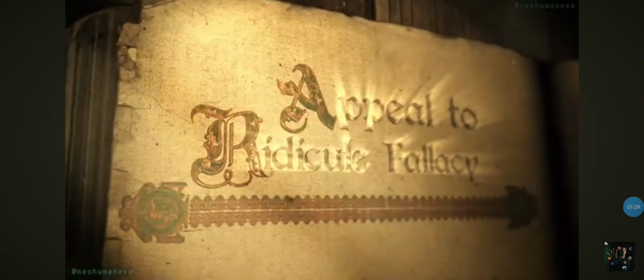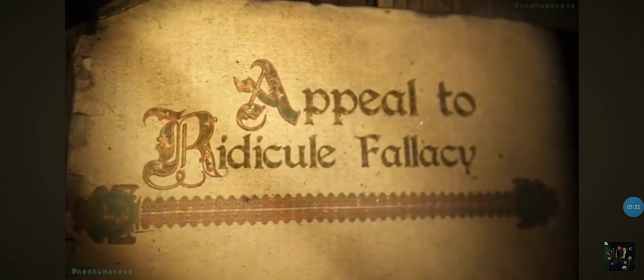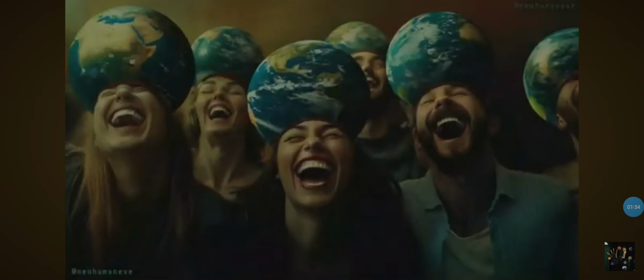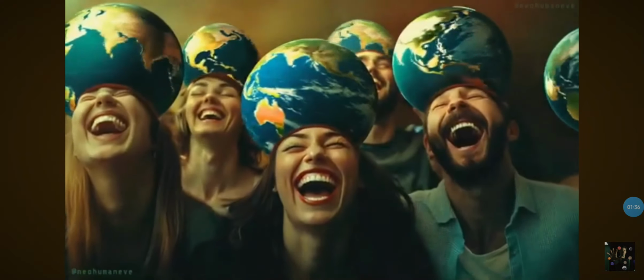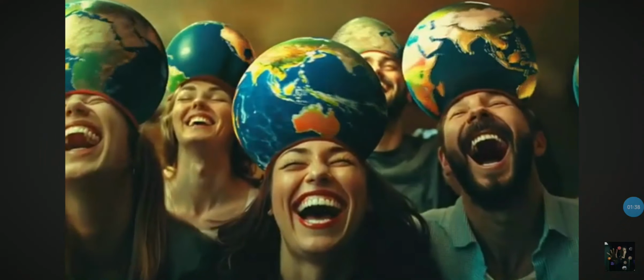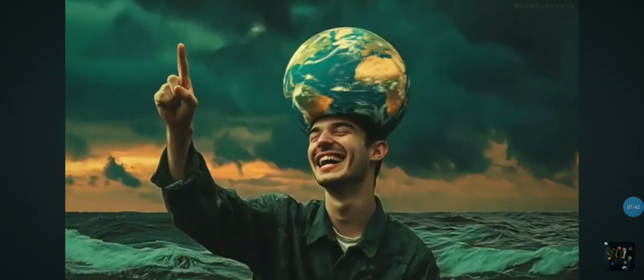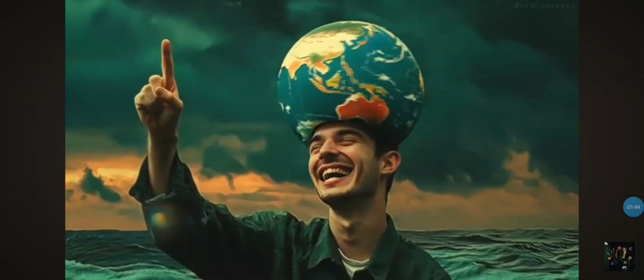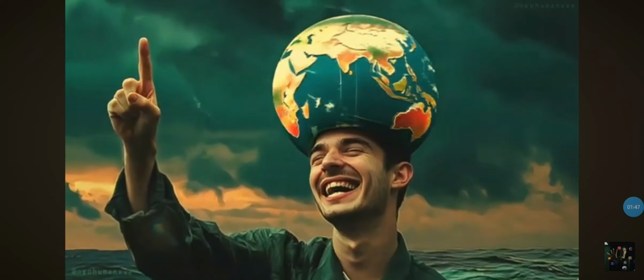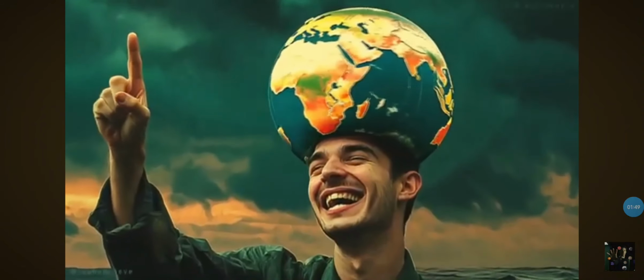Number 1, the appeal to ridicule fallacy. This fallacy occurs when an argument is dismissed through mockery or ridicule rather than by addressing its merits or providing a reasoned rebuttal. During discussions on Earth's shape, a globe earther might say, "Earth cannot be level because if it was, cats would have pushed everything off the edge by now."